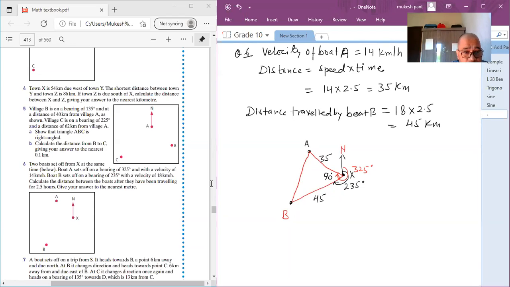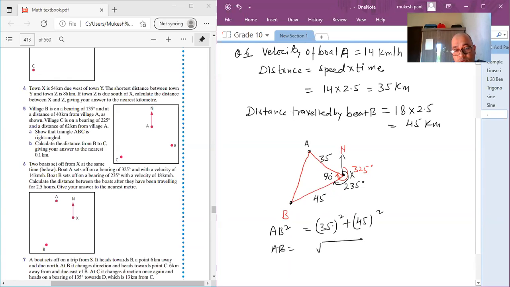Calculate the distance between the boats after they have been traveling for 2.5 hours. This side you have to find out. So how can you find out? AB square equals, AB is the hypotenuse, so it's 35 squared plus 45 squared. And now I think people know what you have to do. So calculate it.